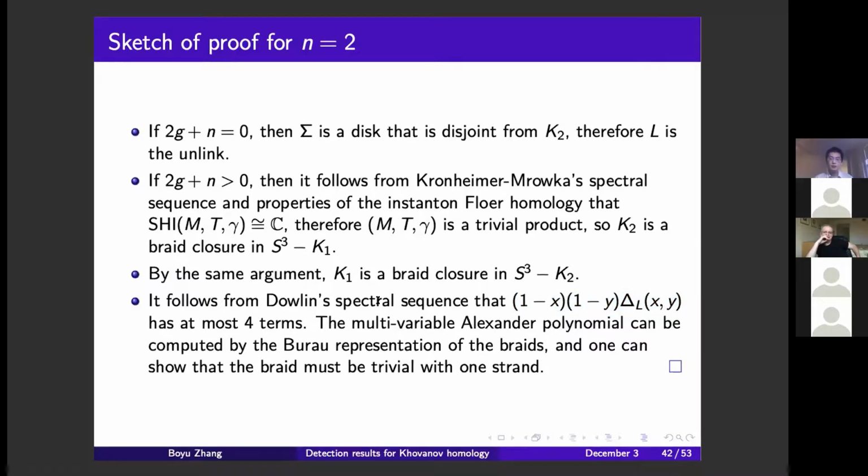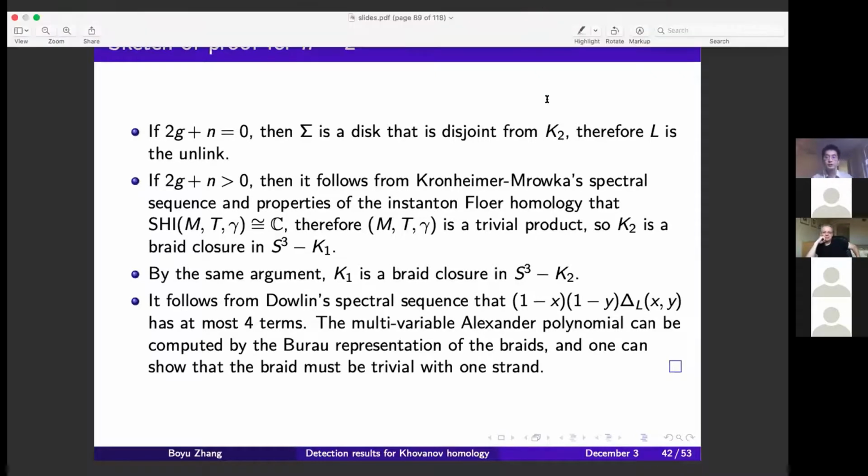But by the previous works of Morton, we know that the multivariable Alexander polynomial can be computed by the Burau representation of braids. So we will obtain some restrictions on the topology of this braid. And in fact, if we look carefully at these restrictions, then using an elementary argument, we can conclude that the braid represented by K1 and K2 on the complement of the other component must be trivial with 1 strand. So in other words, that means the link L must be the Hopf link.